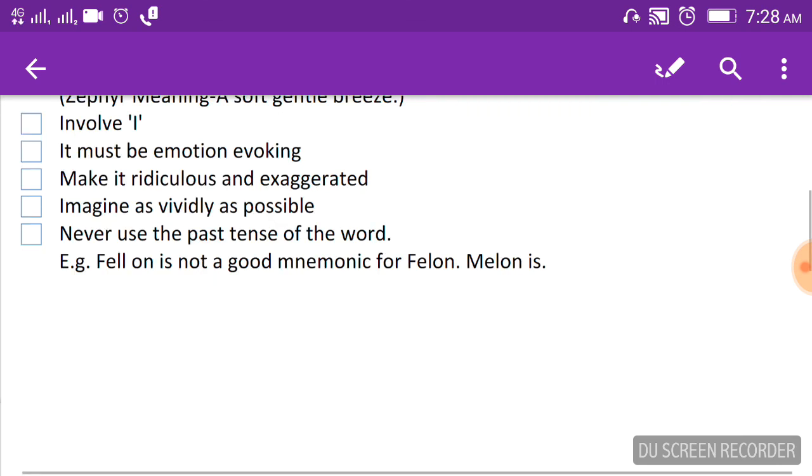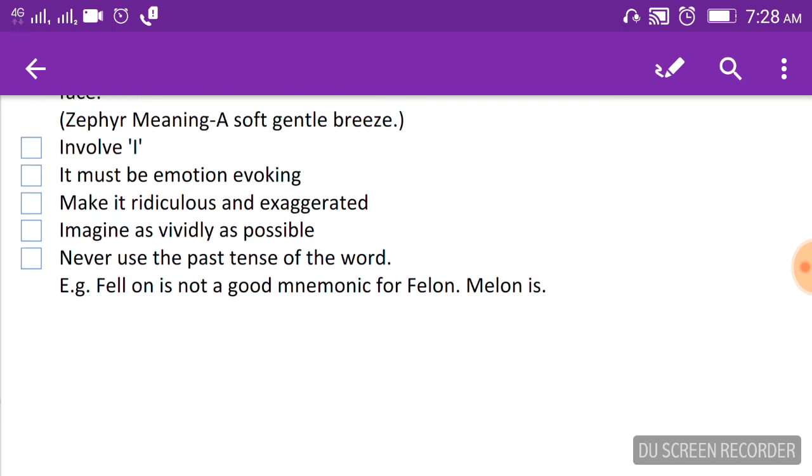The last and the final rule is that you should never use the past tense of the word as a mnemonic. For instance, consider the word felon, which means to commit a crime. So fell on is not a good mnemonic for the word felon, because it makes it difficult to connect it to the word, right? It is always better to separate tenses from the art of mnemonic creation.